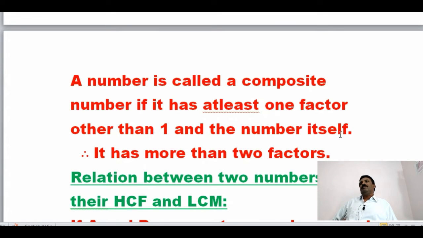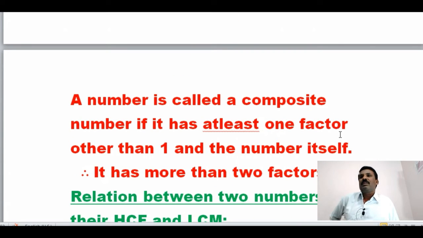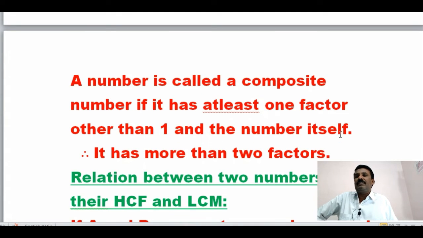For example, 9 is not a prime number, it is a composite number because 3 threes are 9. Take 7 for example, it is a prime number, so its factors are only 1 and itself. Composite numbers have more than two factors.